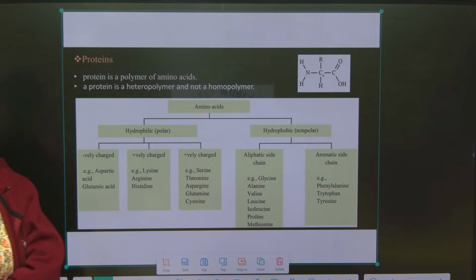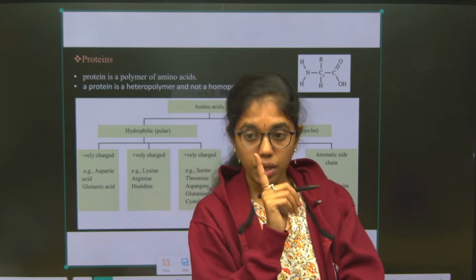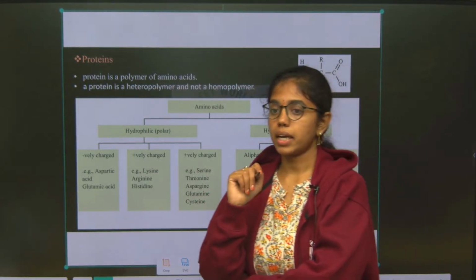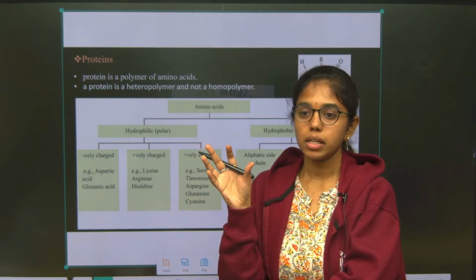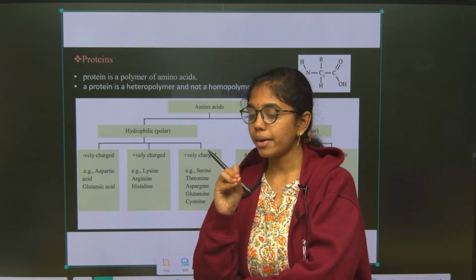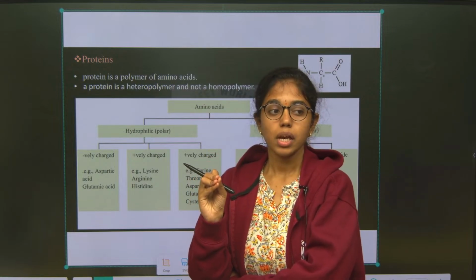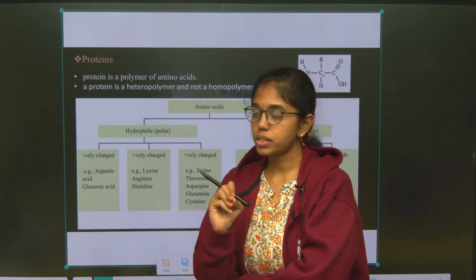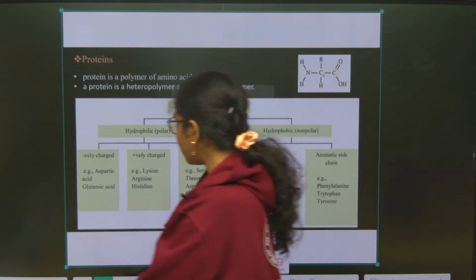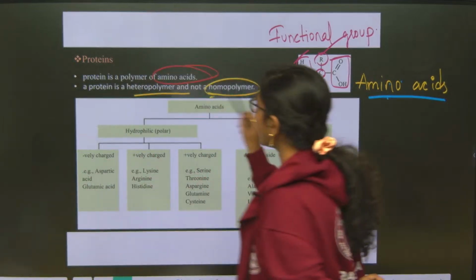After that we learned about trisaccharides and tetrasaccharides, and then about polysaccharides. So the complete thing is clear to you, right? Recalled and referred everything. Now in today's class we are going to exercise proteins and lipids. Protein is a polymer of amino acids. It is a heteropolymer, not a homopolymer.